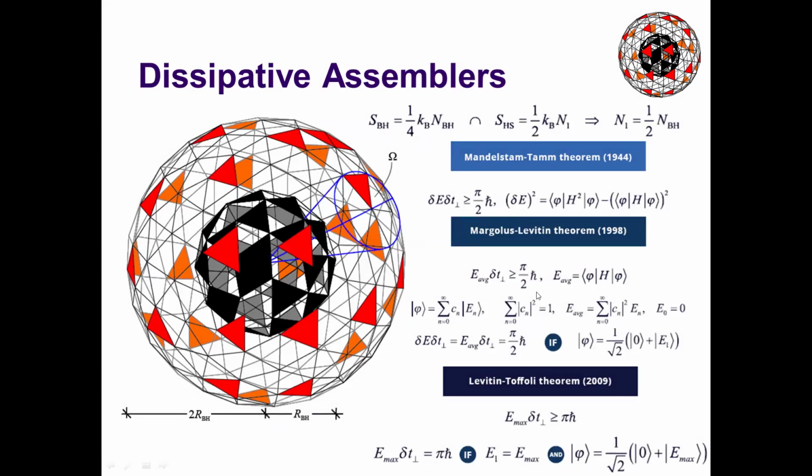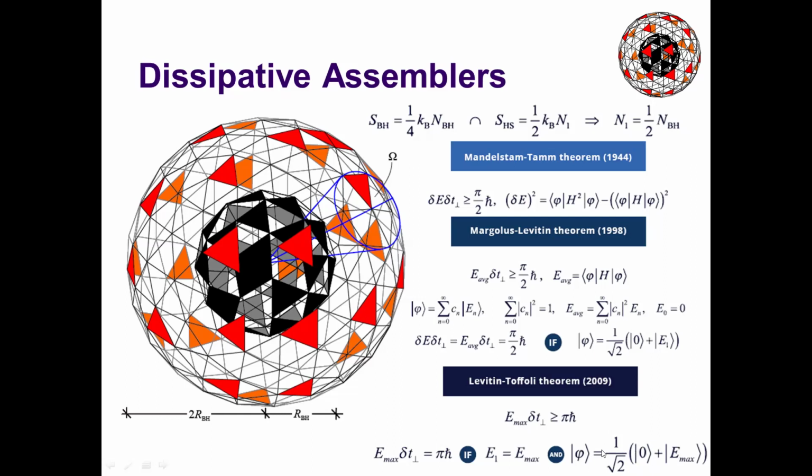Furthermore, it was established in 2009 that these bounds become equalities if the quantum system is a qubit, which is quite peculiar, of the zero energy state and E1 energy state. And it was further established in 2009 that there is another bound like this for the maximum energy of the system. This bound turns into equality if the qubit has this particular form, where Emax is the maximum energy.